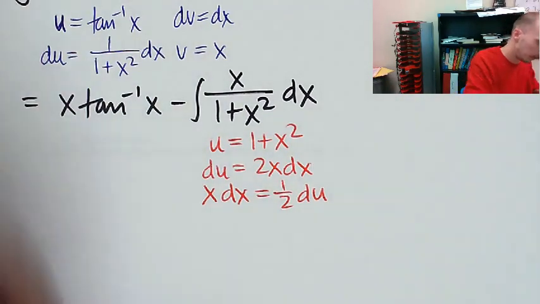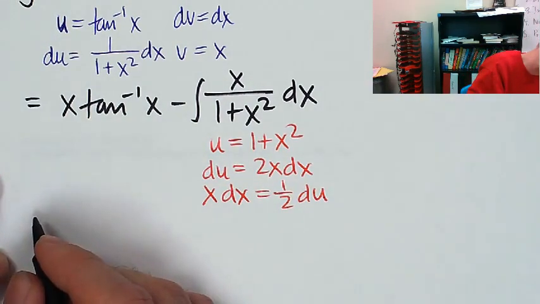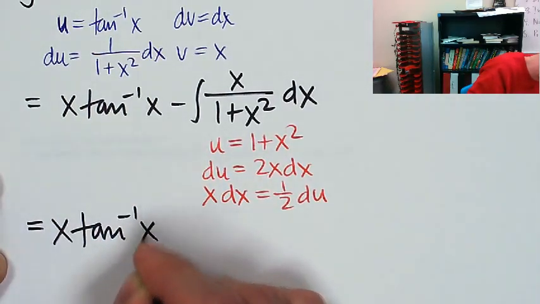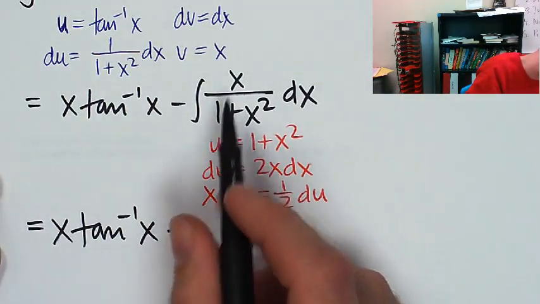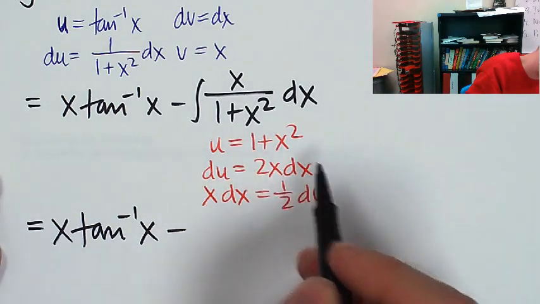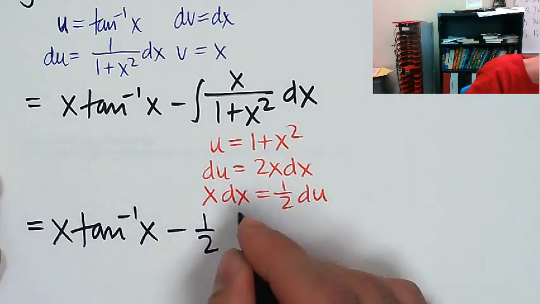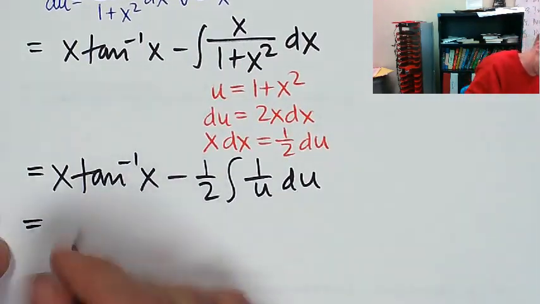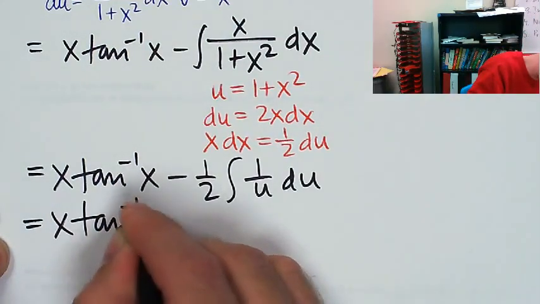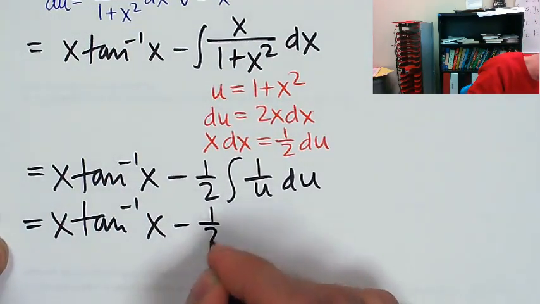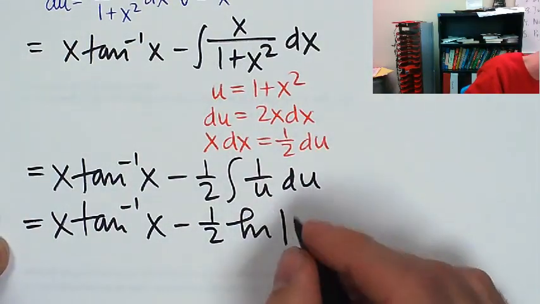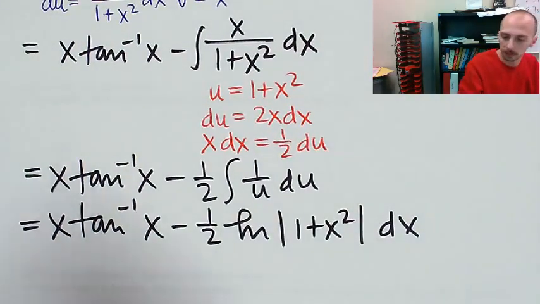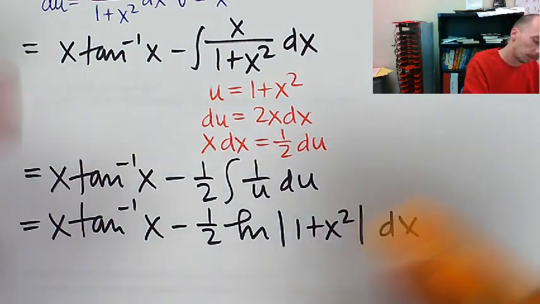Then what am I going to do? Oh yeah, x arctangent x minus, all right, this is 1 over u times half of du. So half of 1 over u du. So this is x arctangent x minus half log absolute value u, where u was 1 plus x squared, plus c.